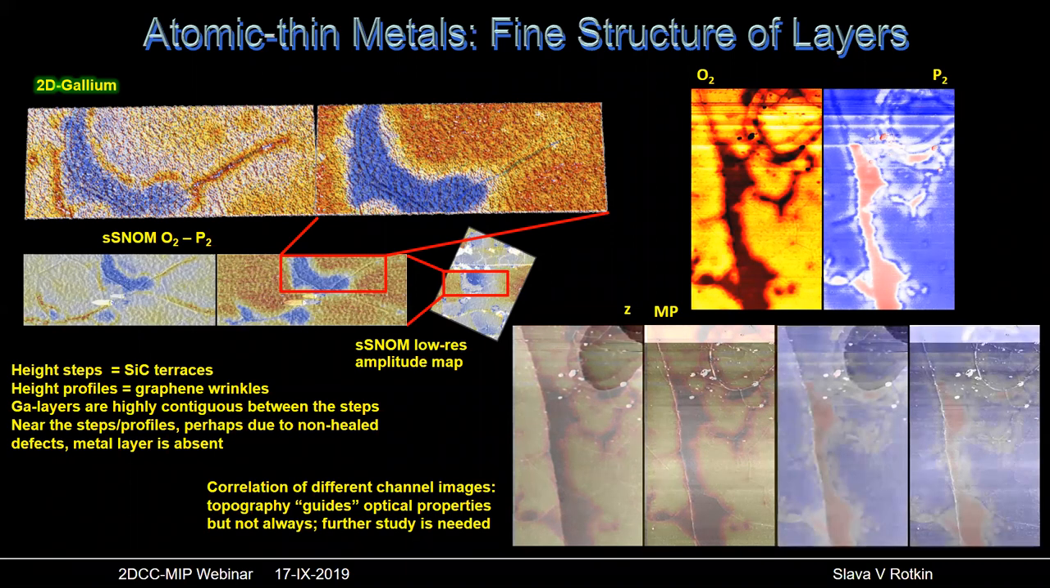If you overlay the same images with the phase, you can see that there is a big phase contrast between the metal and no metal, but there is also some phase contrast between the areas of the metal that nominally have a similar or almost the same brightness. So the conclusion is that the correlation of the different channels that we obtain in a single sSNOM imaging allows you to conclude about the different areas with different material properties, but definitely some further study will be needed to be quantitative.